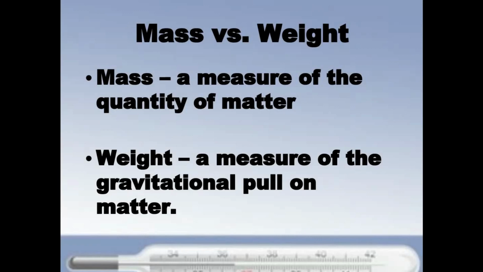how much gravity pulls down on that object, whether it's gravity on Earth or gravity on the moon or another planet. So weight will change depending on where you're located in terms of planets or the moon. But mass is always going to be constant.